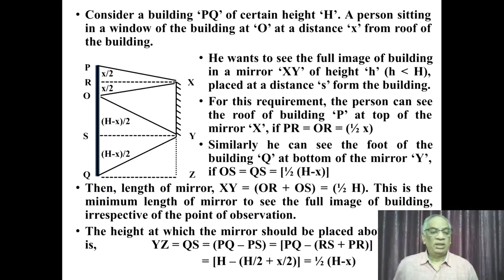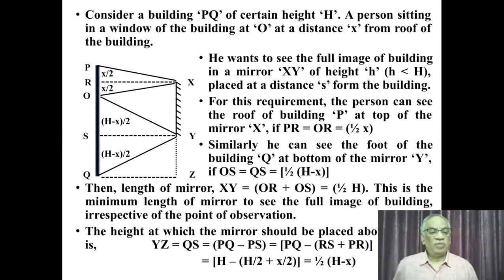So this is another interesting numerical I found. Consider a building of height h indicated by PQ in the figure. A person is standing in the window of the building at point O. He wants to observe the image of the building in a mirror. He wanted to place a mirror XY in front of the building.